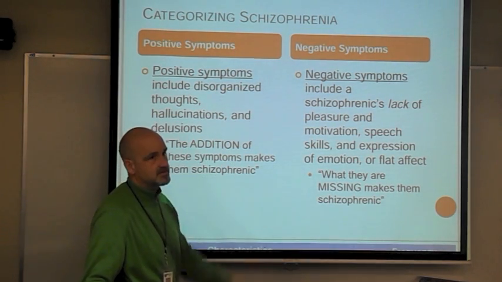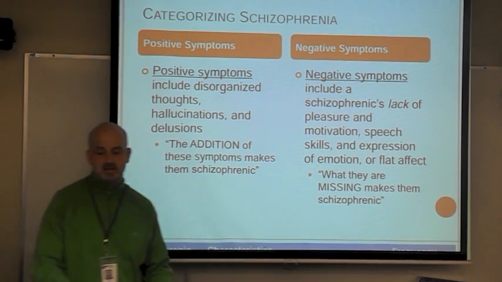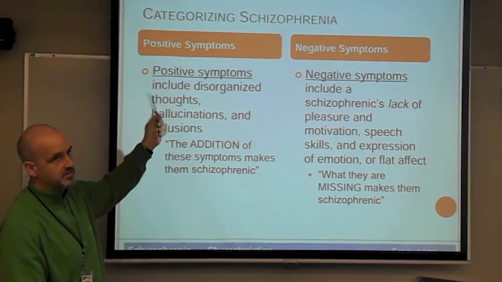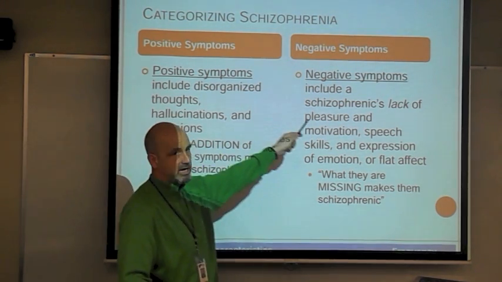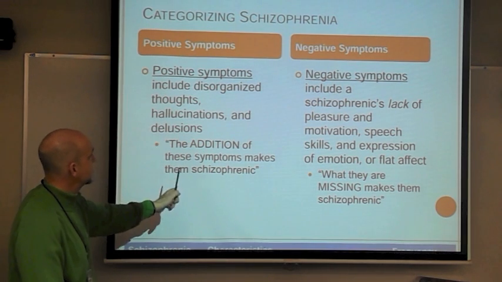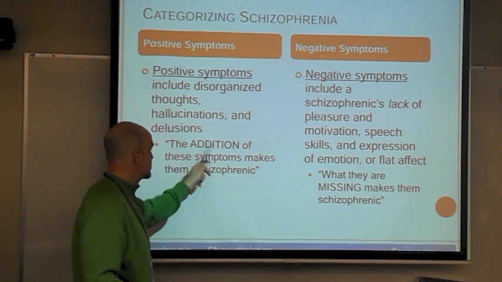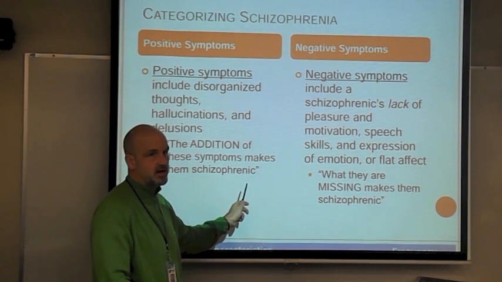There's positive and negative symptoms associated with schizophrenia. And this again goes back to our learning chapter. This does not refer to emotion. This refers to the addition of or the subtraction of. So in other words, positive symptoms include disorganized thoughts, hallucinations, and delusions. Again, the addition of these symptoms makes them schizophrenic.